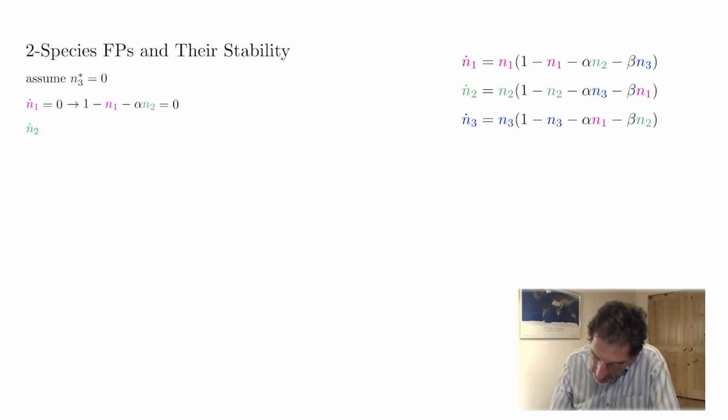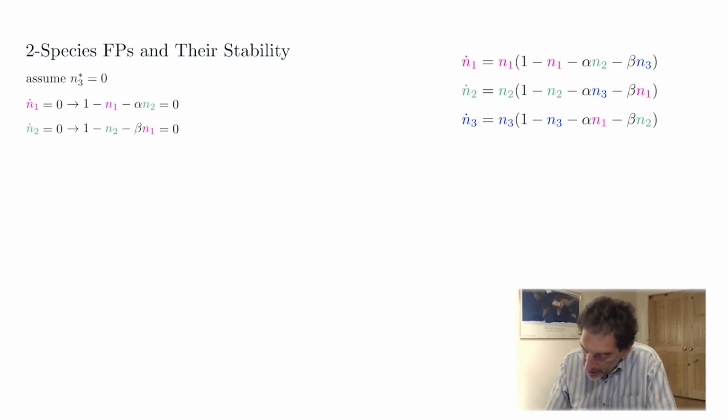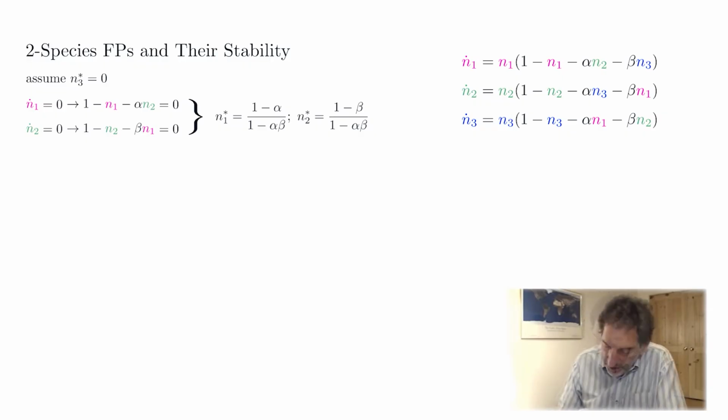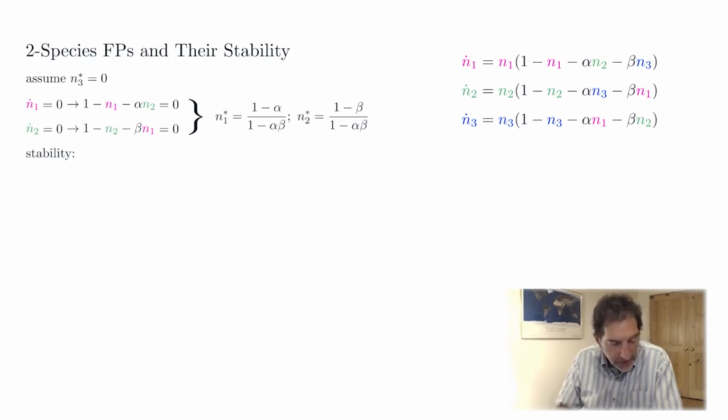And setting n2 dot equals 0 gives us the condition 1 minus n2 minus beta n1 equals 0. And if we solve these two equations, we will find that n1 star is equal to (1 minus alpha) over (1 minus alpha beta), and n2 star is equal to (1 minus beta) over (1 minus alpha beta). So these are the fixed point values. And then to look at the stability, again, we'll do a linearized analysis about the fixed point.